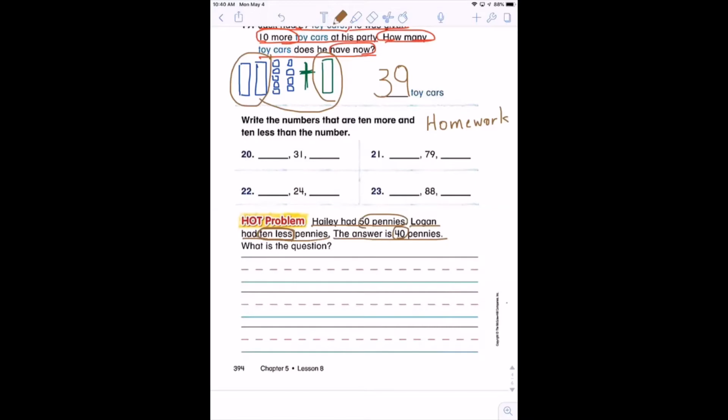I'm going to start it for you, and that will be part of your homework to finish the question. How many, and you will be finishing the question there. Okay, as part of your homework.